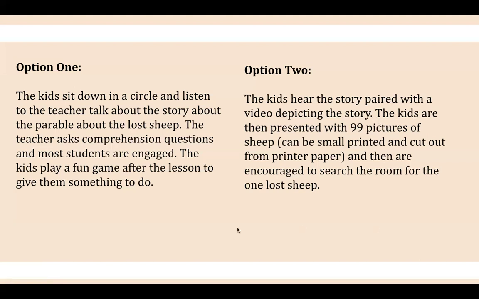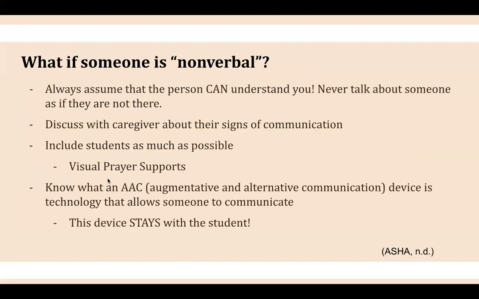This engaging activity is easily translated and understood. The kids will easily understand the relationship between this engaging activity and the story, because there's 99 sheep there, but they're looking for the one lost sheep. So option two is much better than option one.